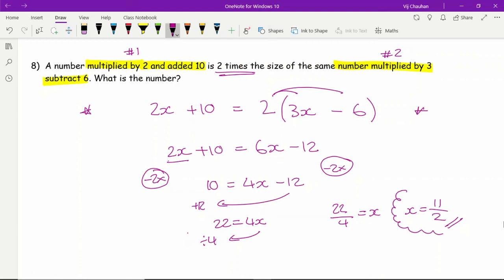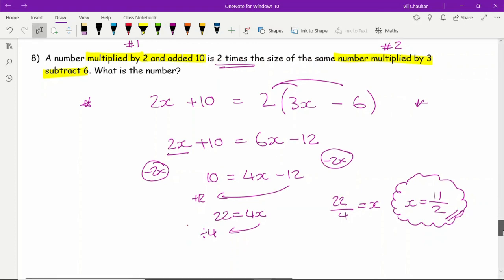Now if you want to write your answer as 5.5, that's fine, because it is a terminating decimal. But again, leave it as a fraction. I'm not going to lose any marks for doing so.